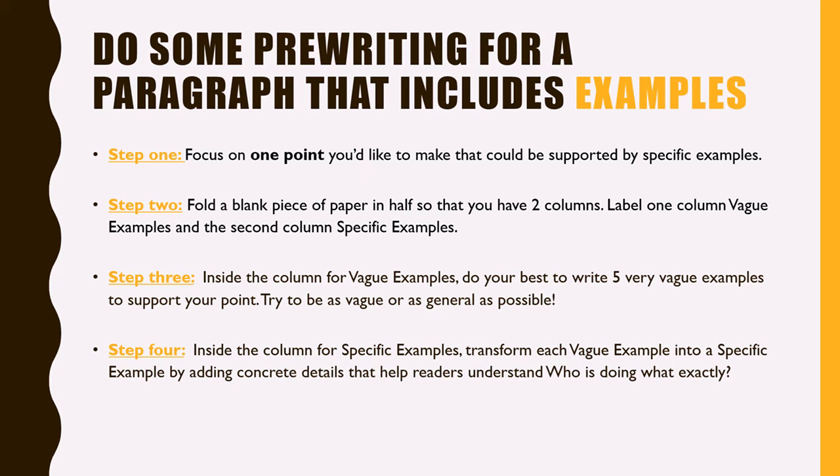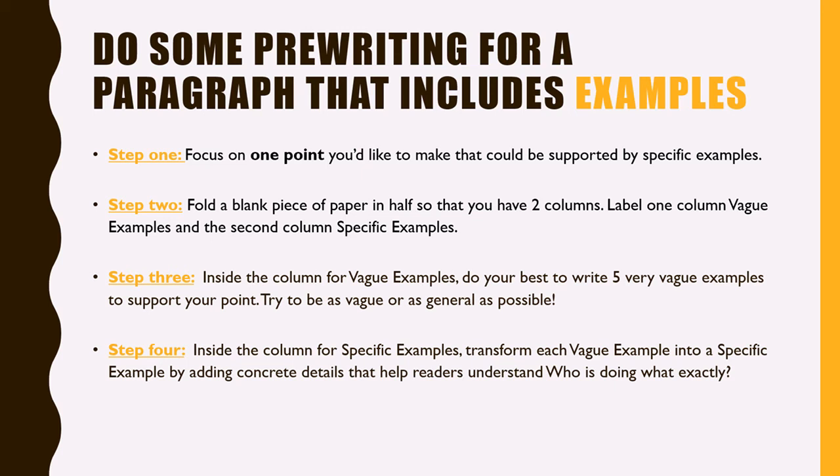So think for a moment about a point you'd like to make in a paragraph. For example, maybe you could write about all the reasons why your roommate drives you crazy, or all the reasons why you love your mom. So choose one point you'd like to make on any topic, and keep in mind you'll be writing a paragraph, so you're not writing an entire essay. You're just looking for one specific point that could be supported by specific examples. When you have that point, go ahead and start on step two.